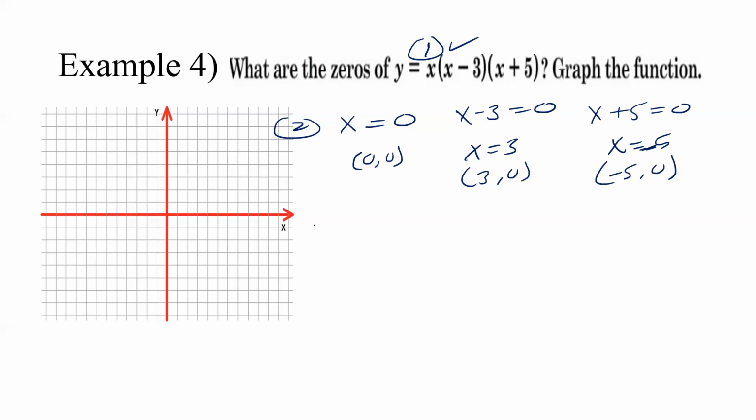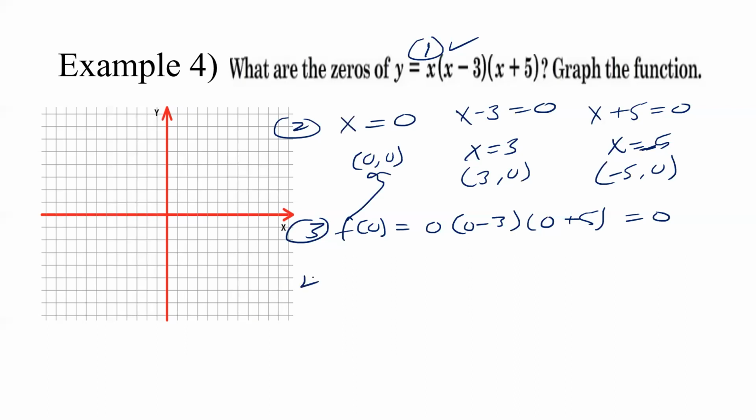Okay. Step 3 is to identify your y-intercept. So your y-intercept is when you're looking for f of 0. So if I plug 0 in, it equals 0. And that makes sense because it's at our origin. Oh my gosh, mind blown.